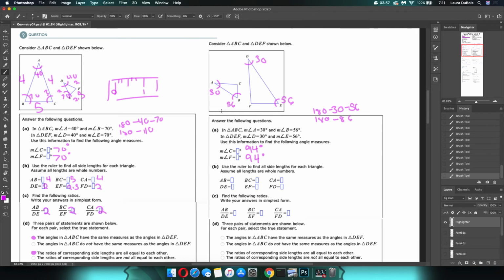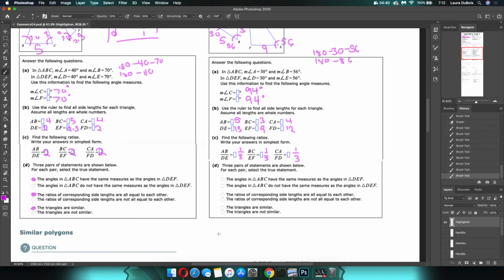Okay, now let's make up some different side lengths. Let's do 3, 4, 5, and then we'll do 9, 12, and 15. You can kind of tell, if you can see them, track the numbers, what I'm doing. AB is going to be 5 and DE is 15. BC is 3 to 9. CA is 4 to 12. And what are the ratios? 0.33, 0.33, oh no, the simplest form, so we can leave it as a fraction. So it's going to be 1/3, 1/3, 1/3.